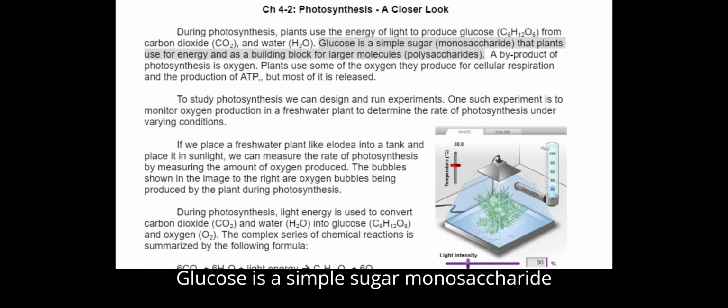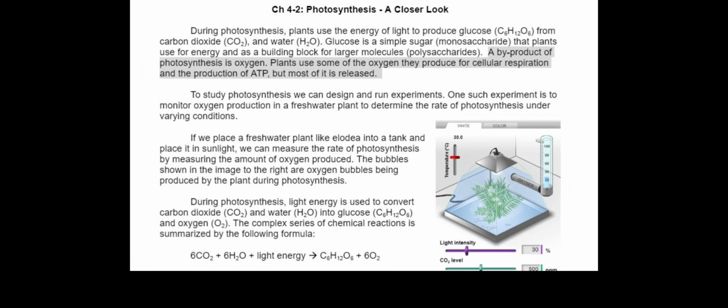Glucose is a simple sugar, a monosaccharide, that plants use for energy and as a building block for larger molecules, polysaccharides. A byproduct of photosynthesis is oxygen. Plants use some of the oxygen they produce for cellular respiration and the production of ATP, but most of it is released.